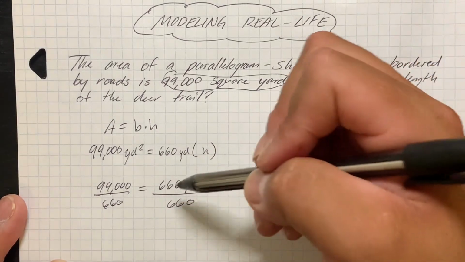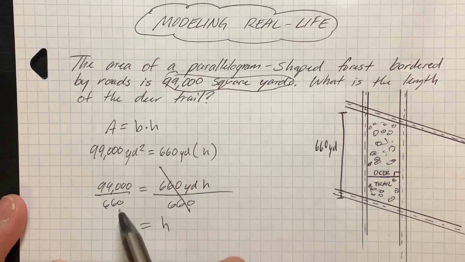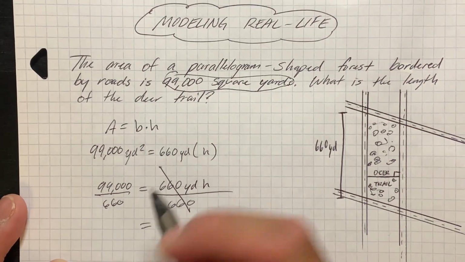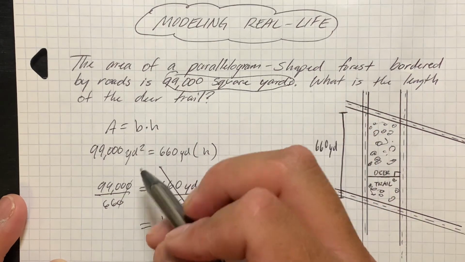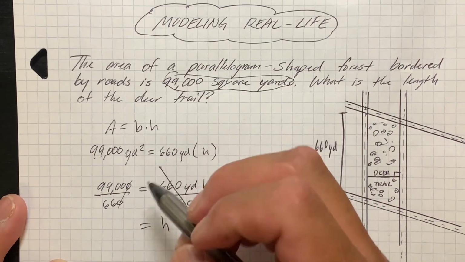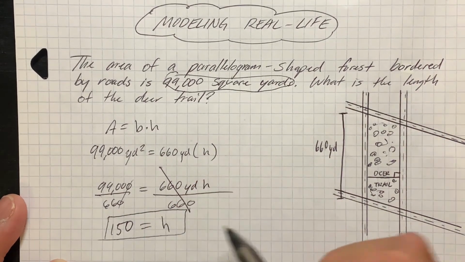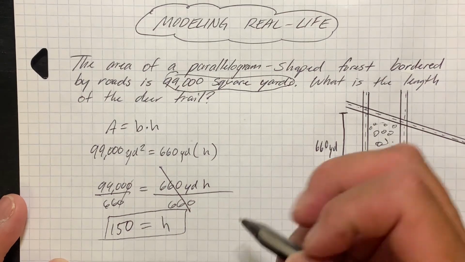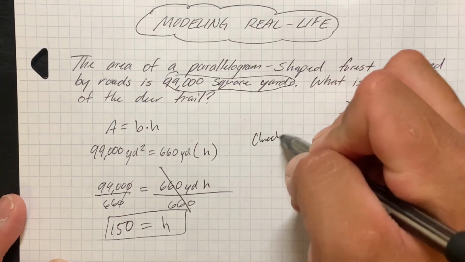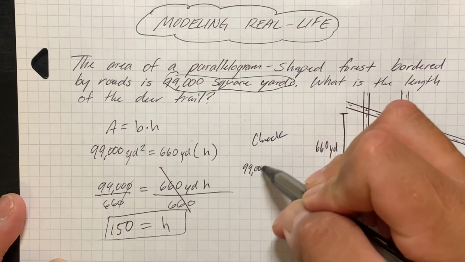660 divided by 660 equals 1. H is by itself for the height, and 99,000 divided by 660. See if I can cross that out. So this would be 150. Okay, so the height would be 150 yards. So we can check that by, let's check it by substituting this value in here. So it should equal 99,000 is the area.